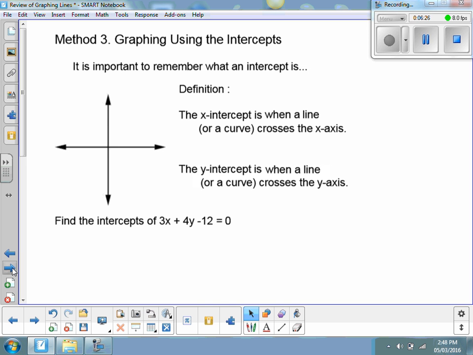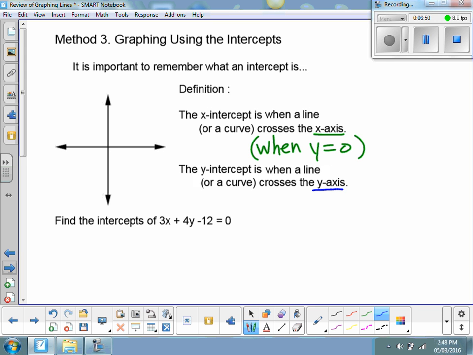All right, now we're going to talk about intercepts. So the x-intercept, first off, is when a line or a curve crosses the x-axis, okay? And anytime a point crosses the x-axis, that point's going to have a y value of 0. Okay? When we're talking about the y-intercept, we're crossing the y-axis, and any point on the y-axis is going to have an x value of 0.